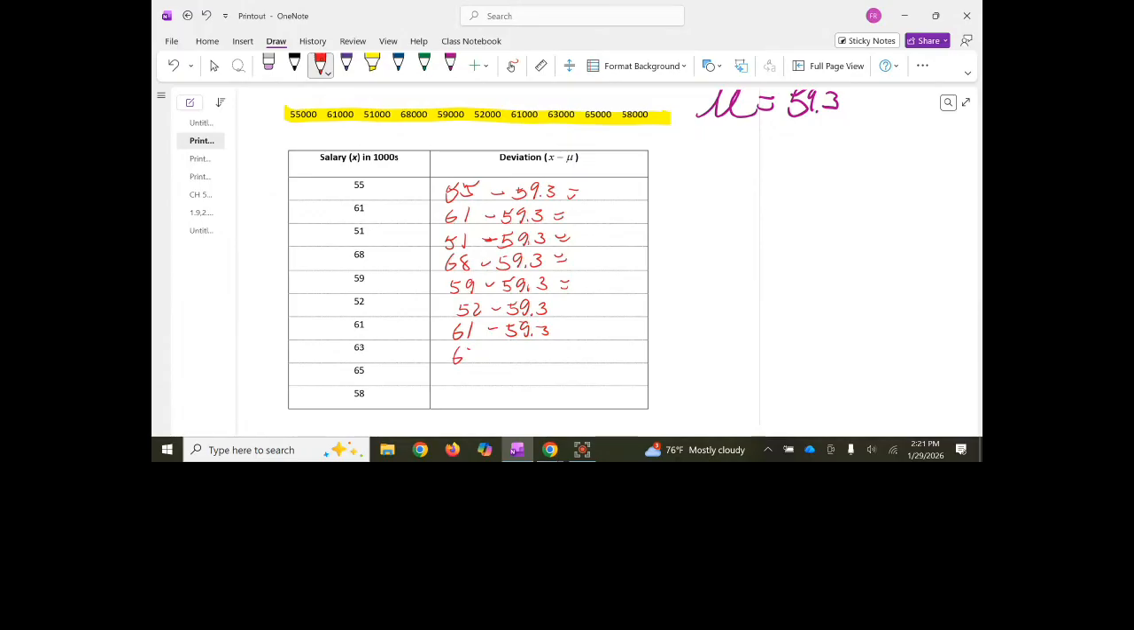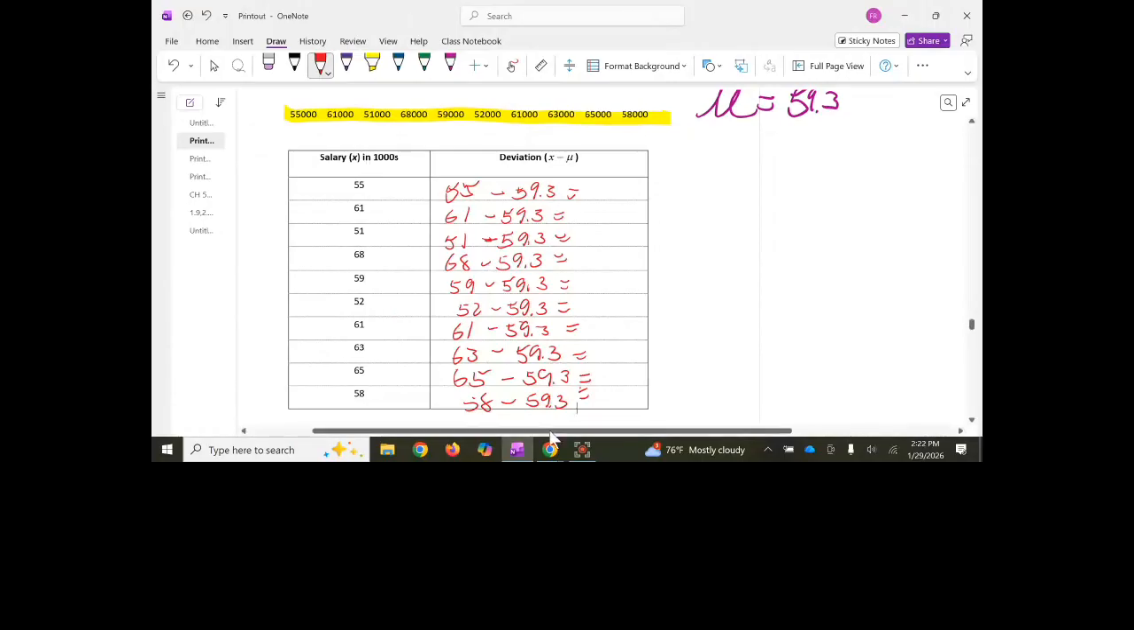And some of those numbers are going to be negative numbers, right? If we're making more than the average, it's going to be positive. If we're making less than the average, it's going to be negative. Okay.